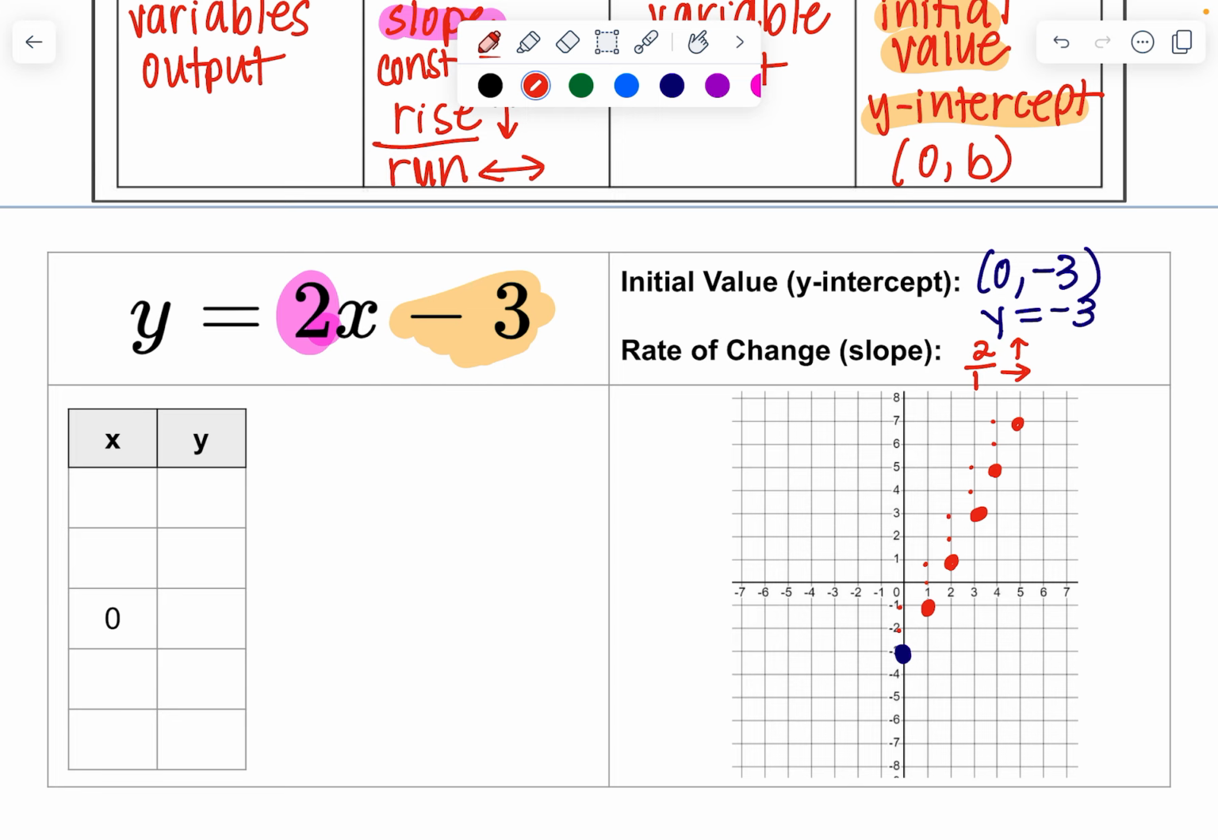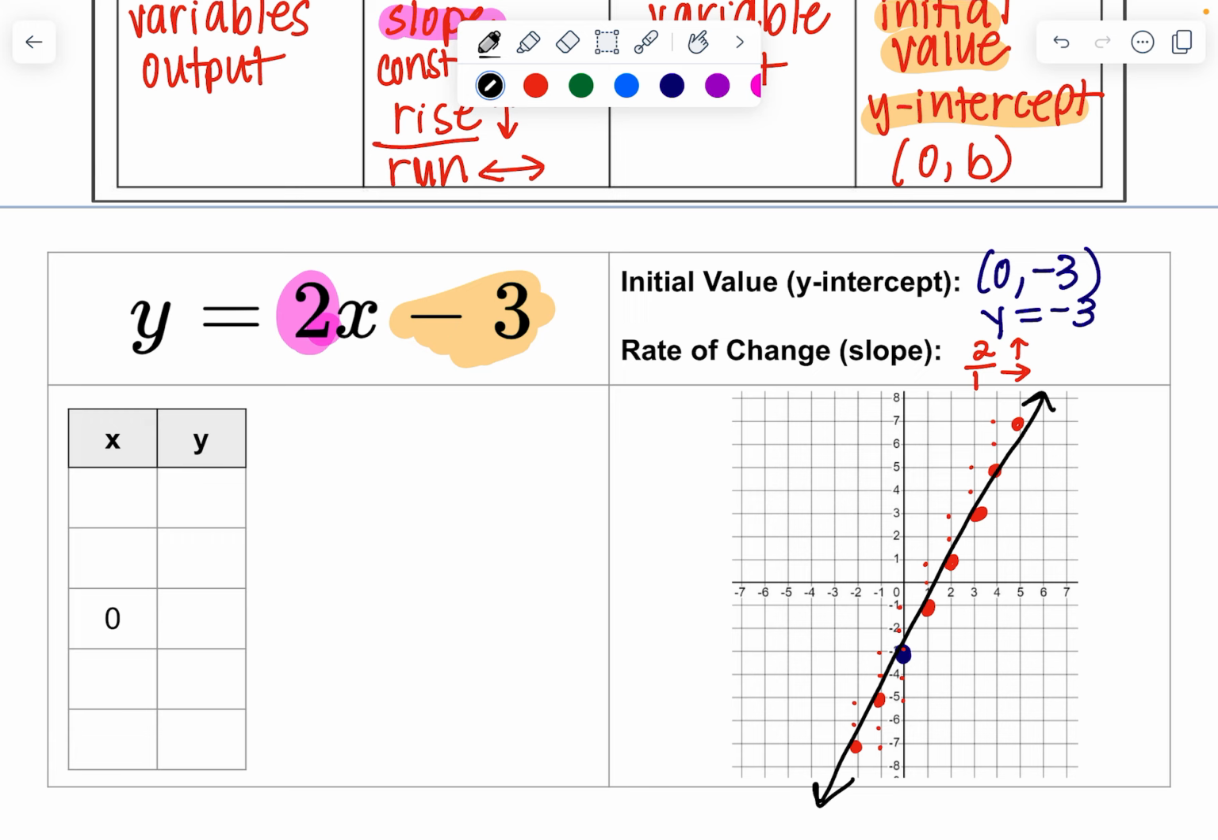When I run out of space, I like to go back to the start, back to my initial value. And to keep the pattern going, I'm going to do the opposite. Down 2, left 1, down 2, left 1. And you'll notice, if I go to the furthest left point, it's the same thing. If I went up 2, right 1, I'm in the same spot. And this is a perfect line. Like we said, a linear function forms a perfect line.